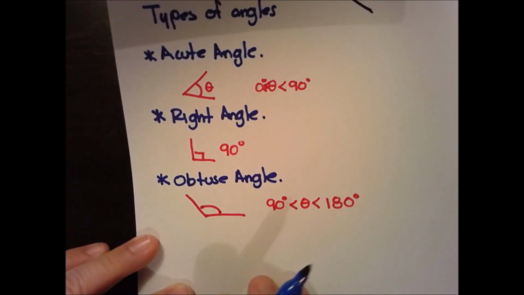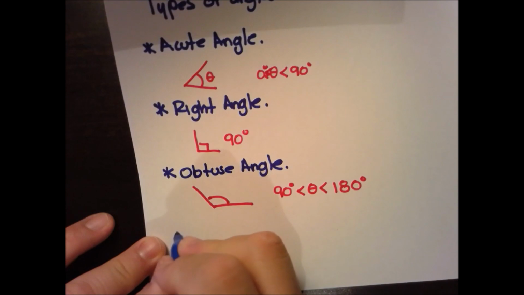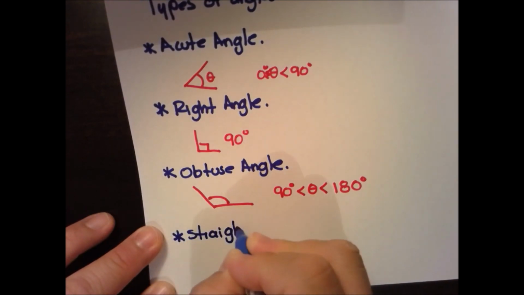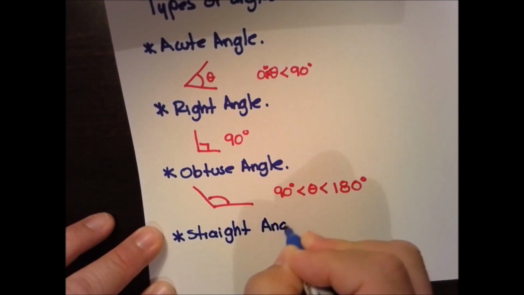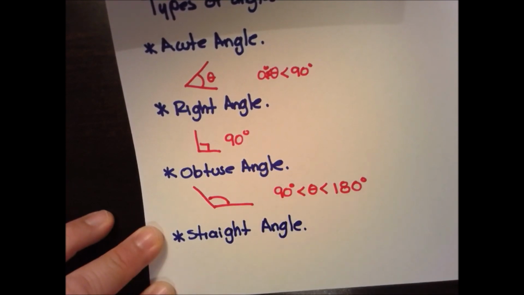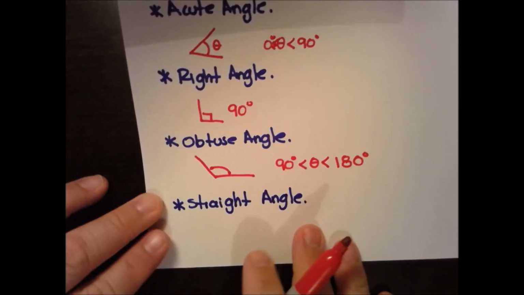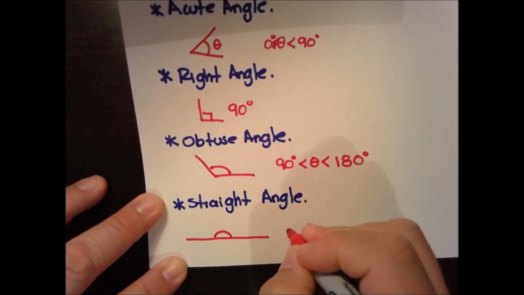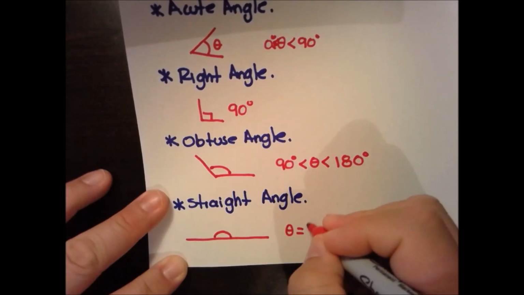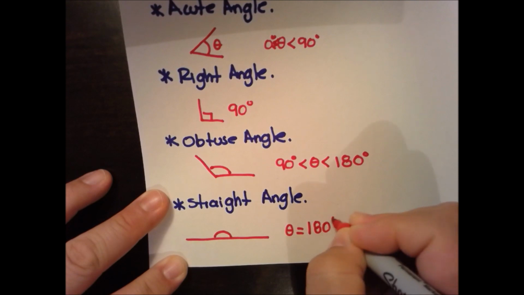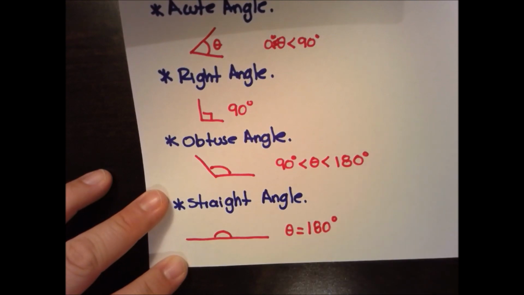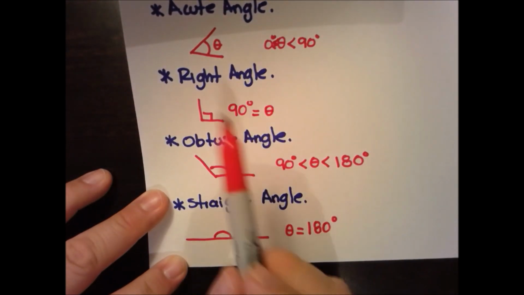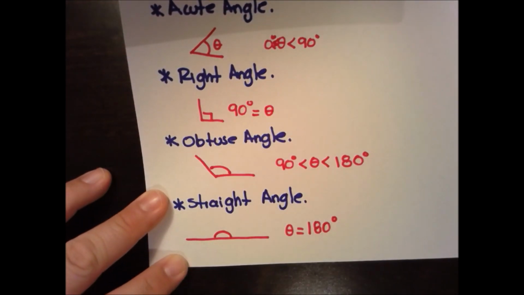The other one is going to be the straight angle. The straight angle is an angle that is exactly 180 degrees. Like here, this is exactly 90 degrees. The double right angle is going to be a straight angle.